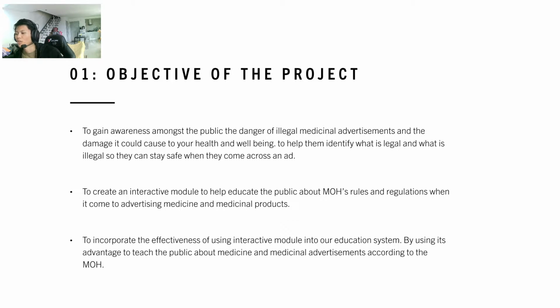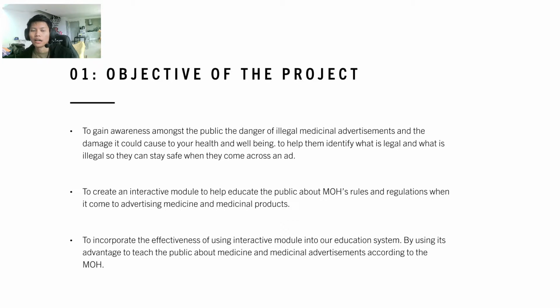To create an interactive module to help educate the public about MOH rules and regulations when it comes to advertising medicine and medicinal products. So hopefully with the help of an interactive module, we can teach people how MOH regulates its rules and what we should look out for when we see any advertisement out there, in order for us to be safe from it. Last one is to incorporate the effectiveness of using an interactive module into our education system by using its advantage to teach the public about medicine and medicinal advertisement according to the MOH.